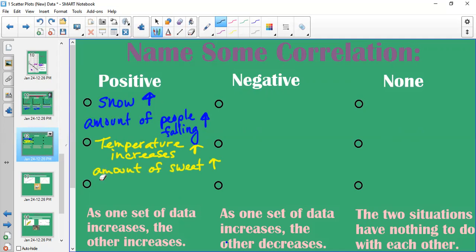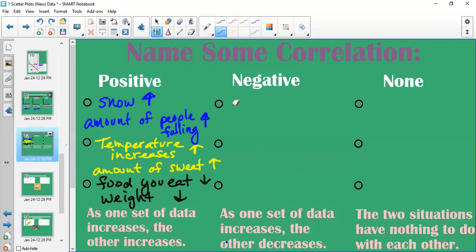So let's say the food you eat. As you eat less food, your weight would also go down. So the less food you eat, the less you should weigh. Okay, so there are some examples of positive correlation. Either they're both going up or they're both going down. Now negative, we're going to have them going opposite. So as one goes up, one goes down.